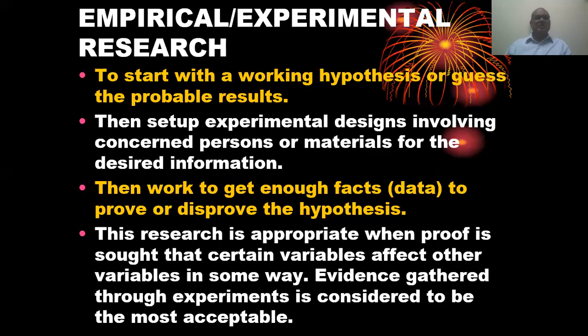So empirical and experimental research, what do you need to do? You always start with a working hypothesis, or maybe you guess the probable result. You feel that probably the result should be of this kind. Then you accordingly create your hypothesis, and then accordingly you design your experiments. Then set up experimental design involving concerned persons or materials for the desired information. So you should have a fair idea about the probable result. Based on that, you will be creating a working hypothesis. Accordingly, then you will set up experimental design, find out the people, material, etc., etc.